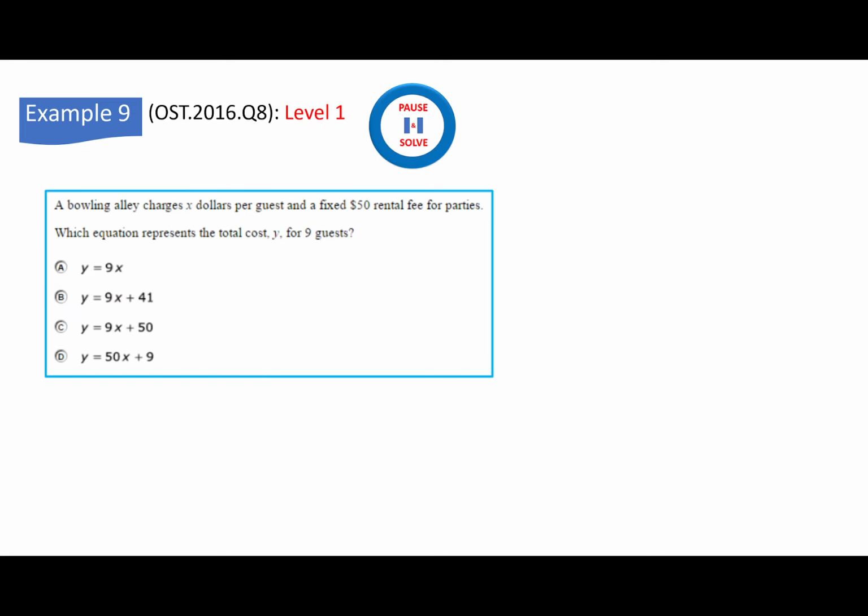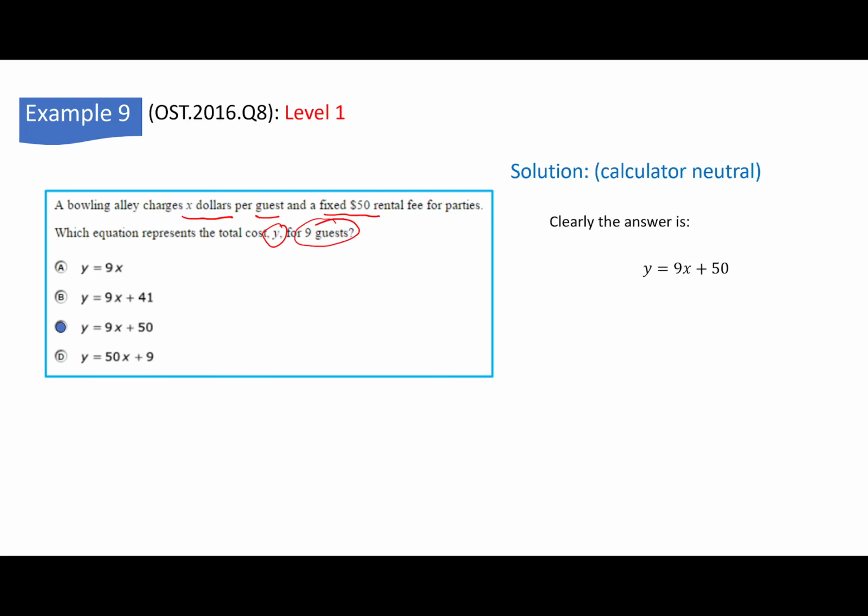Example 9. A bowling alley charges x dollars per guest and a fixed $50 rental fee. Again, fixed, and x dollars per guest. Which equation represents the total cost y for 9 guests? Obviously, it's y is equal to 9x plus 50. 9x plus 50.